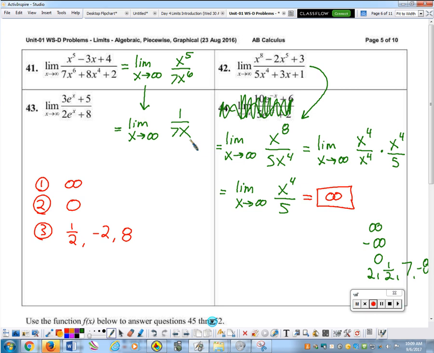These divide, I end up with 1 over 7x. Are you comfortable with the division? Yes, no, either, no. Think of it this way. Comfortable that this is the same as this? Yeah. These divide to make 1. So 1 times that is that. That's where that came from.